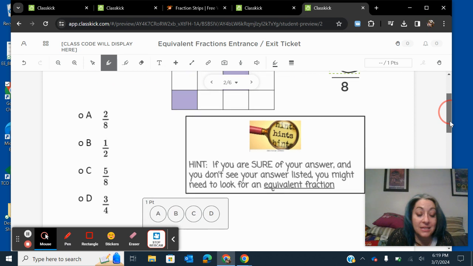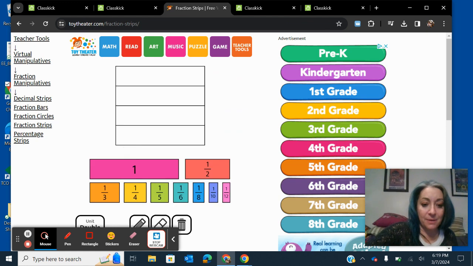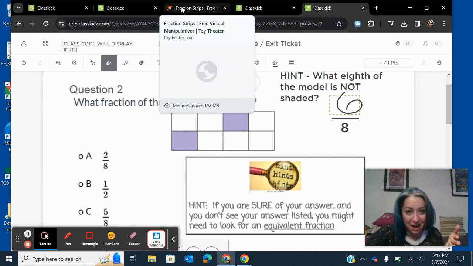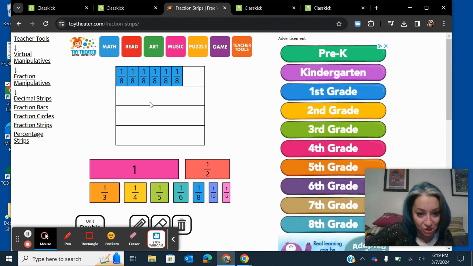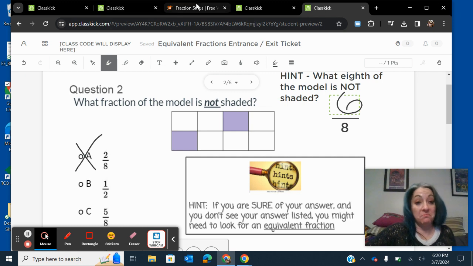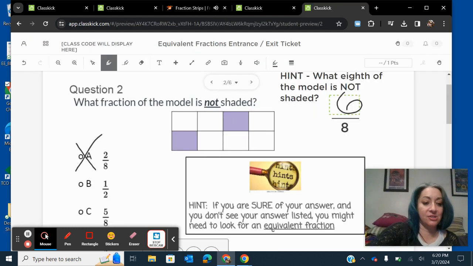So now I need to find something that's going to be the same size as 6/8. So let's put up 6/8. 1, 2, 3, 4, 5, 6. All right. Let's start going through some of these. 2/8. I feel like it's not going to be because 2/8 is just like these two right here, but let's see. Is 2/8 the same size as 6/8? It is not. That's not going to be our answer. Let's go back. We'll cross that one off. 1/2. Could be. Let's see. Is 1/2 the same size as 6/8? It is not. Let's cross that one off.